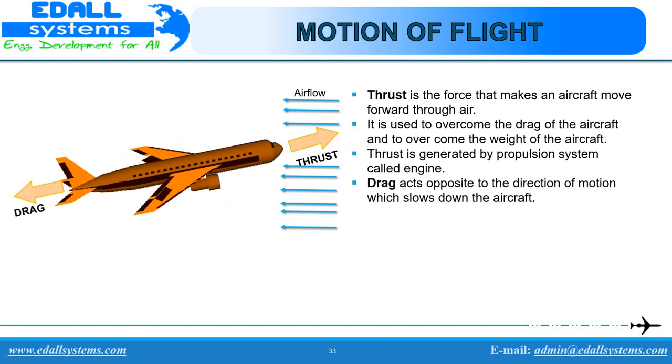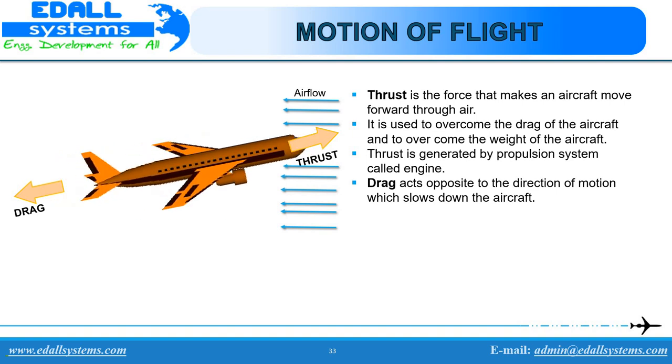Drag is the force that acts opposite to the direction of motion. It tends to slow an object. Drag is caused by friction and differences in air pressure.